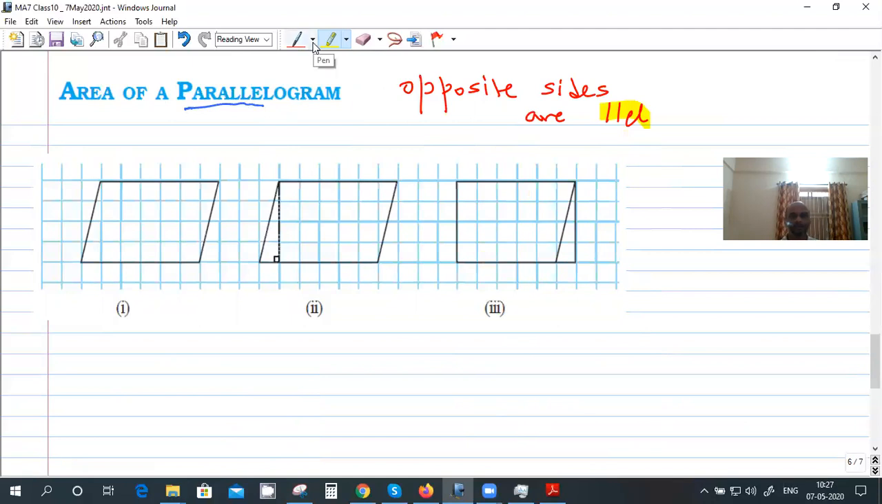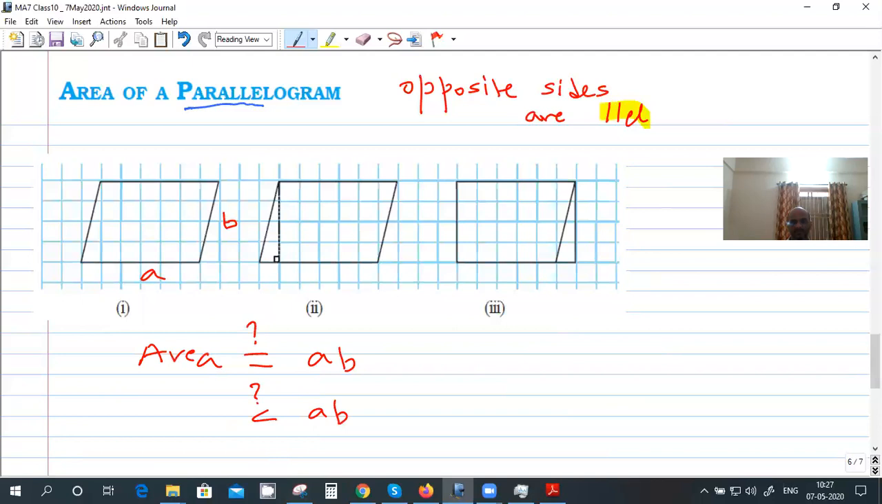Now, how do you find the area of a parallelogram? Suppose this side length is A, and this is B. Is it A into B? No, less than A into B, probably. What he has done in this figure, the second figure and third figure, do you understand what he's doing? He's drawing triangles.